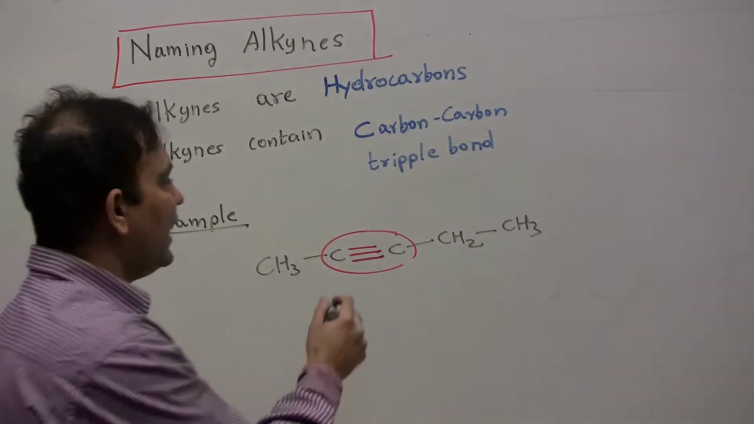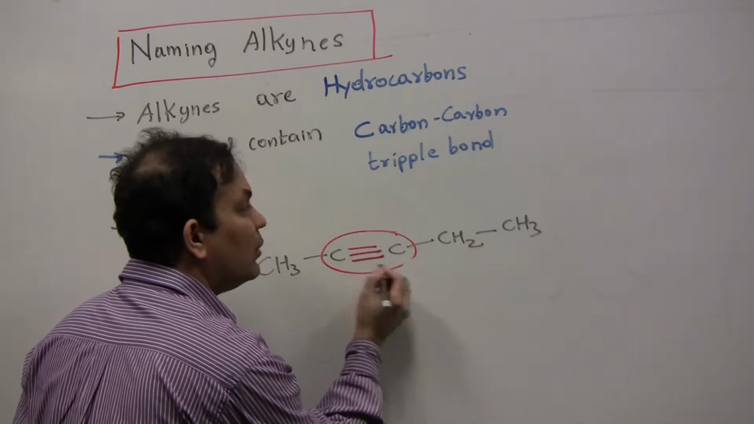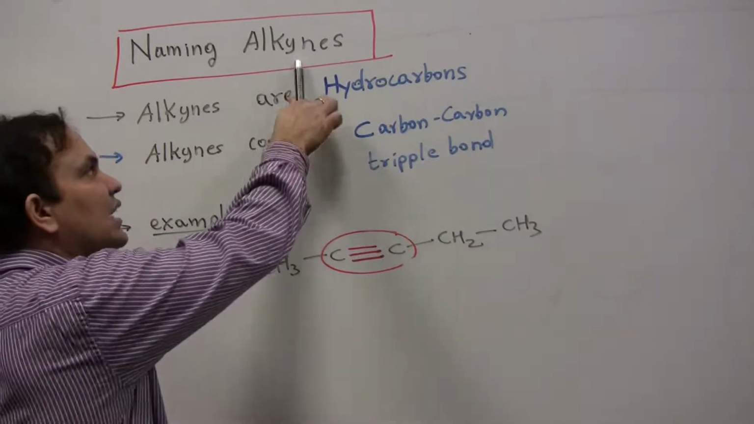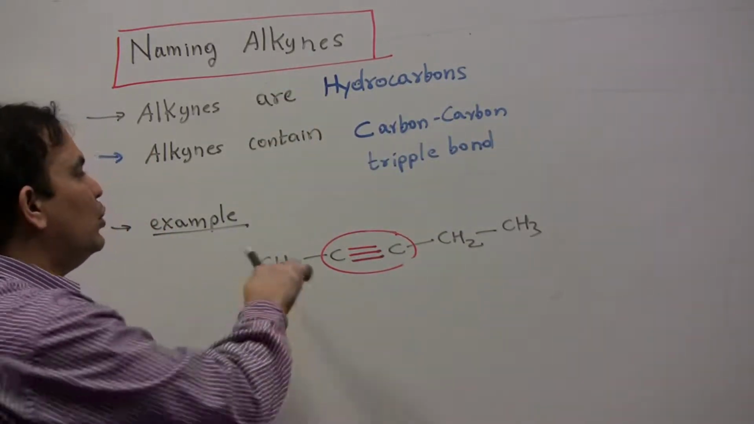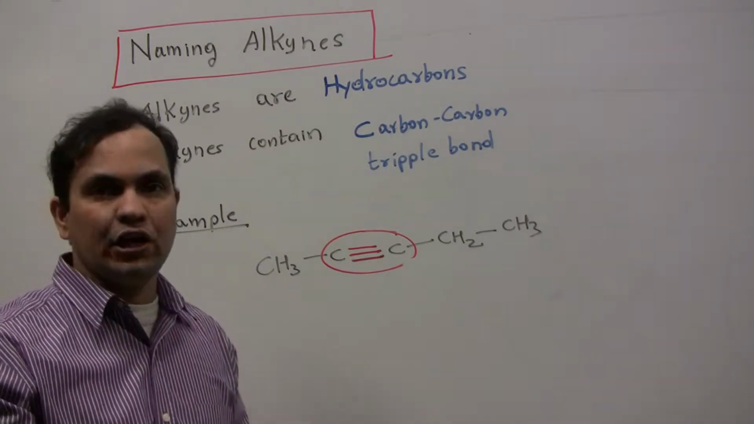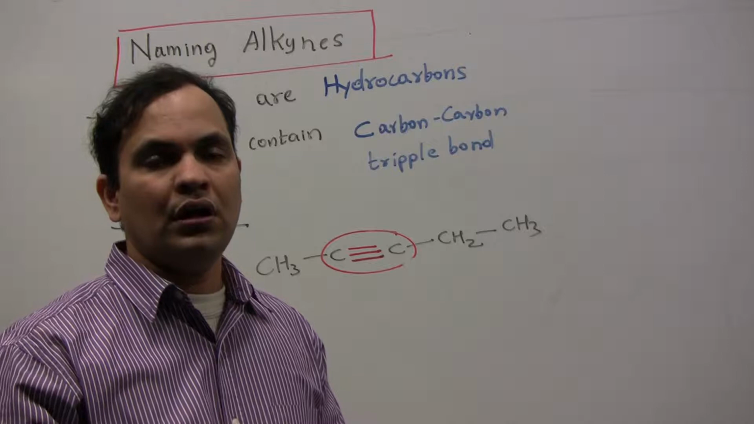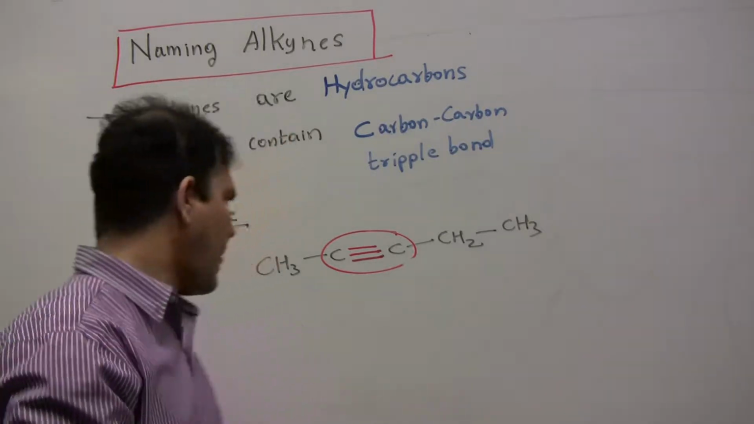Second thing, it has at least one carbon-carbon triple bond. Since it has at least one carbon-carbon triple bond, we call this an alkyne. So it satisfies both conditions for an alkyne. It's a hydrocarbon, and second thing, it contains one carbon-carbon triple bond. Now let's see how we can name it.